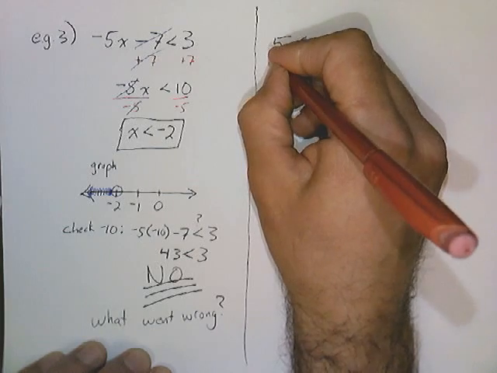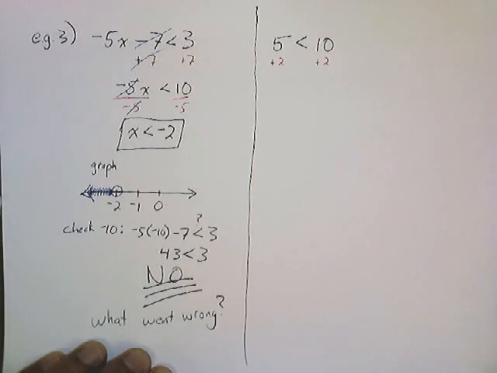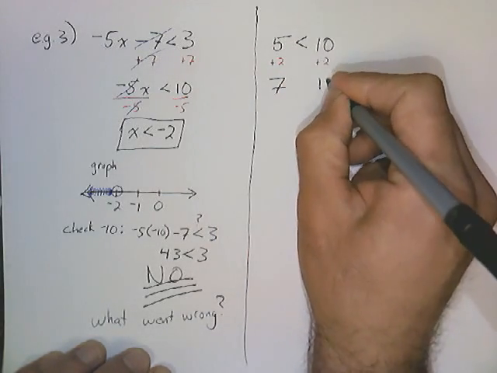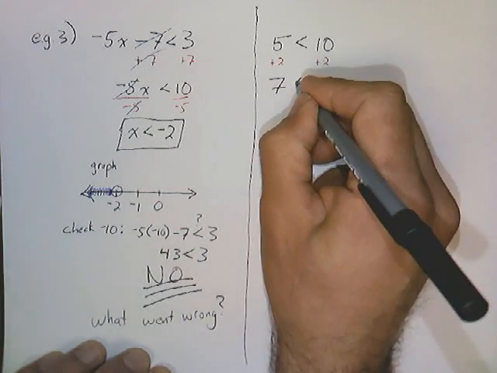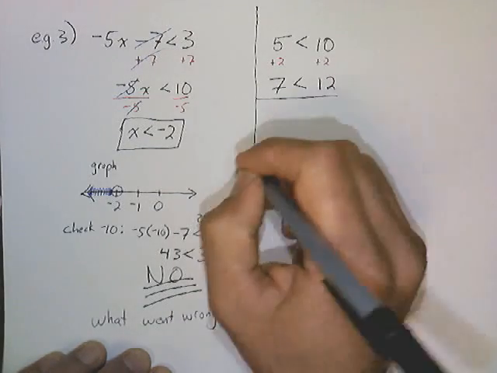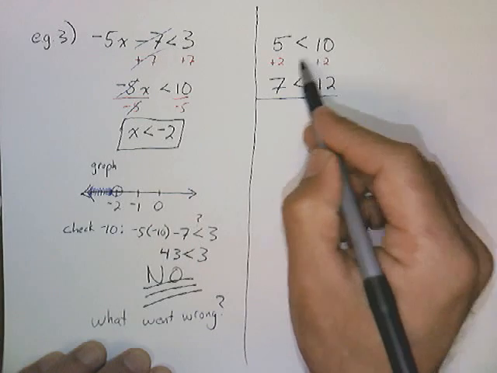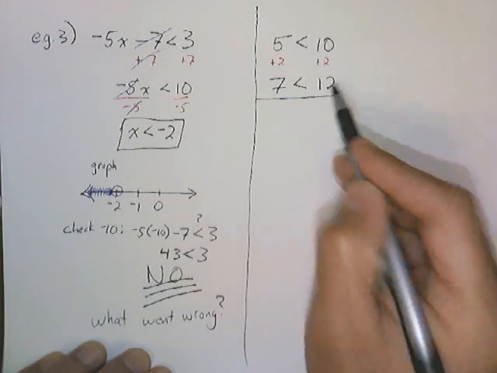So let's see what happens when we maybe add something to both of them. Why not 2? 5 is less than 10. 5 plus 2 is 7. 10 plus 2 is 12. And yeah, 7 is definitely still to the left of 12. No big deal. Something is less than something else. We add something to both of them. The result on the left is still less than the result on the right.